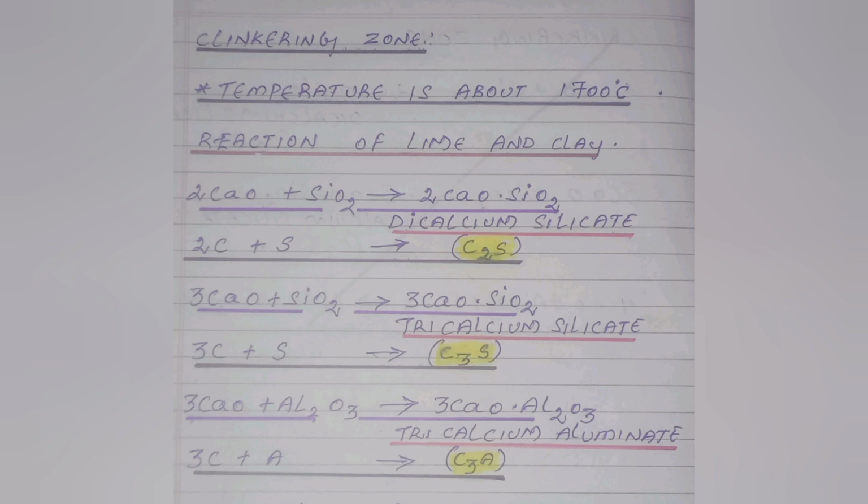Clinkering zone. Temperature is about 1700 degrees Celsius. Reactions of lime and clay. Two molecules of calcium oxide react with silicon dioxide, which converts into dicalcium silicate, represented as C2S. Three molecules of calcium oxide react with silicon dioxide, which converts into tricalcium silicate, represented as C3S. Three molecules of calcium oxide react with aluminum oxide, which converts into tricalcium aluminate, represented as C3A.